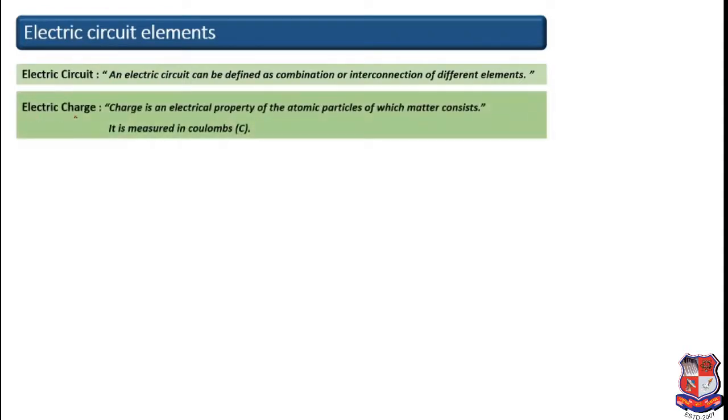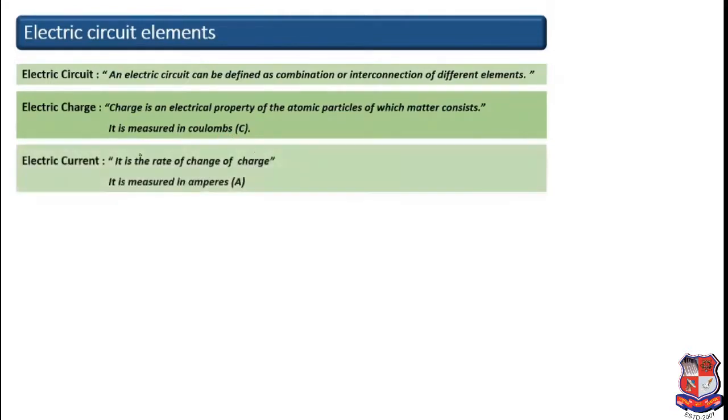Then electric charge. Charge is an electrical property of atomic particles of which matter consists. This is measured in coulombs. Next is electric current. Electric current is the rate of change of charge. That's why I took this topic of charge first, so that from charge, electric current can be understood.